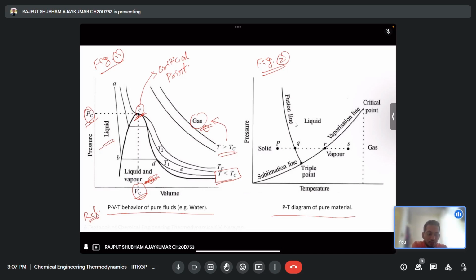At the critical point, what will happen if you increase the temperature above the critical point or below the critical point? What will be the critical pressure and critical volume, and how will it affect the phases present in the system? So this is what is related in the first diagram.